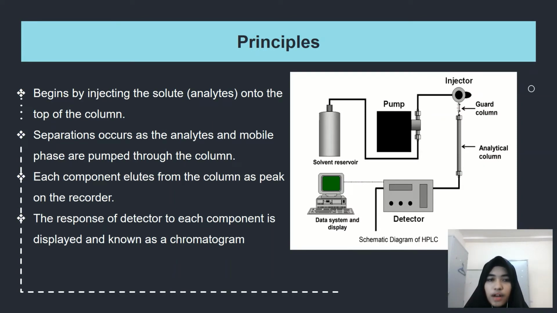Principle of high-performance liquid chromatography. It begins by injecting the solute, which is analyzed, onto the top of the column. Next, separation occurs as the analytes and mobile phase are pumped through the column. Each component elutes from the column as a peak on the recorder. The response of the detector to each component is displayed and known as a chromatogram.